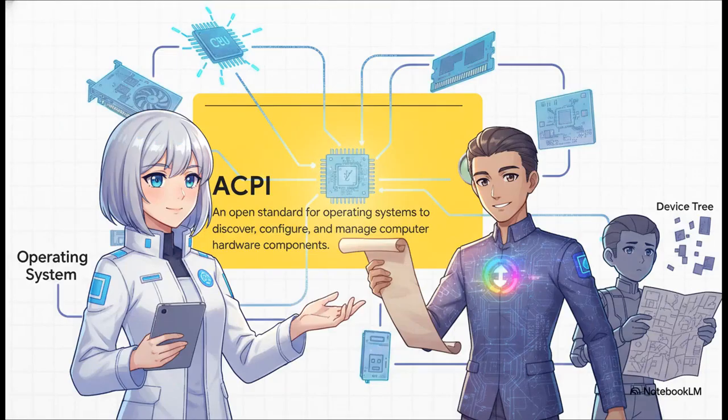So what's the secret sauce here? It's a standard called ACPI. The best way to think of it is like a universal translator that's built right into your PC's firmware. When an operating system boots up, it doesn't need some pre-written map of all the hardware. No. It just asks ACPI, hey, what have we got in here? And ACPI dynamically describes every single component, from the CPU cores all the way down to the USB ports.